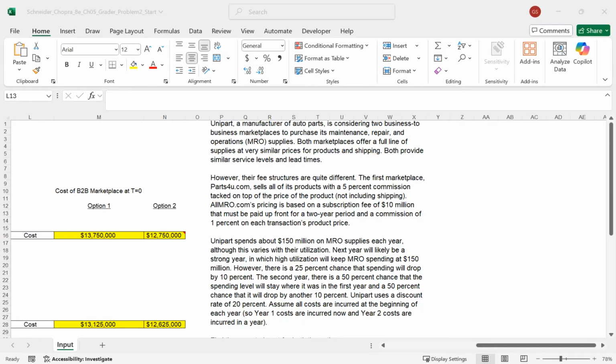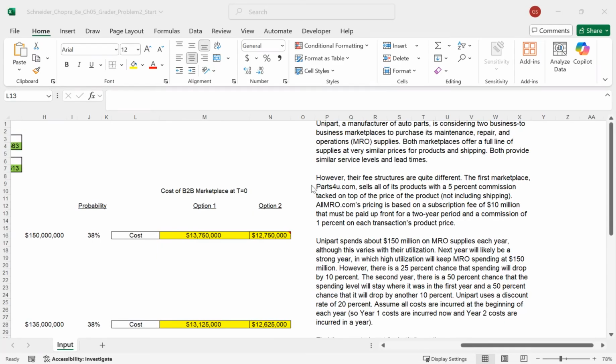So what we'll go through is the Excel model. I'll explain the formulas that I used, compare the expected costs for each option, and then make a recommendation in the end. And then we'll tie that all back to our Chapter 5 learning outcomes.